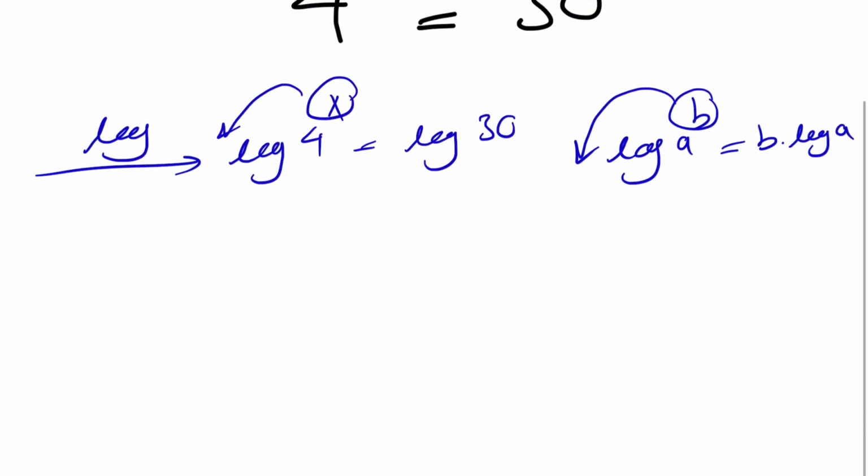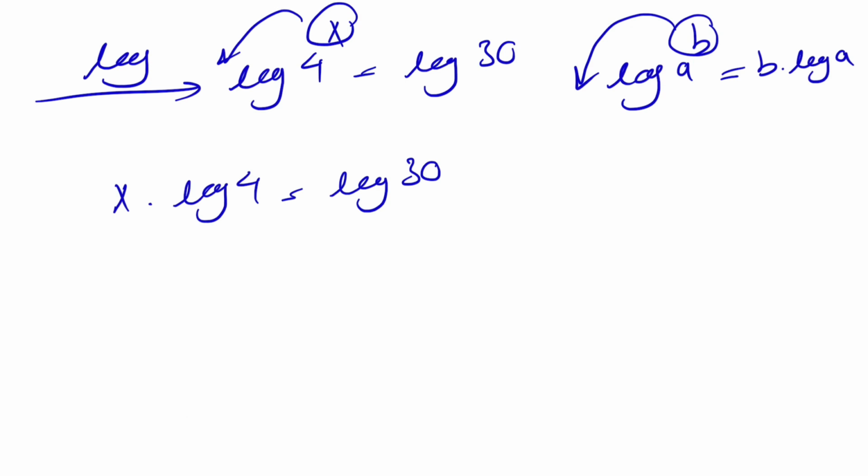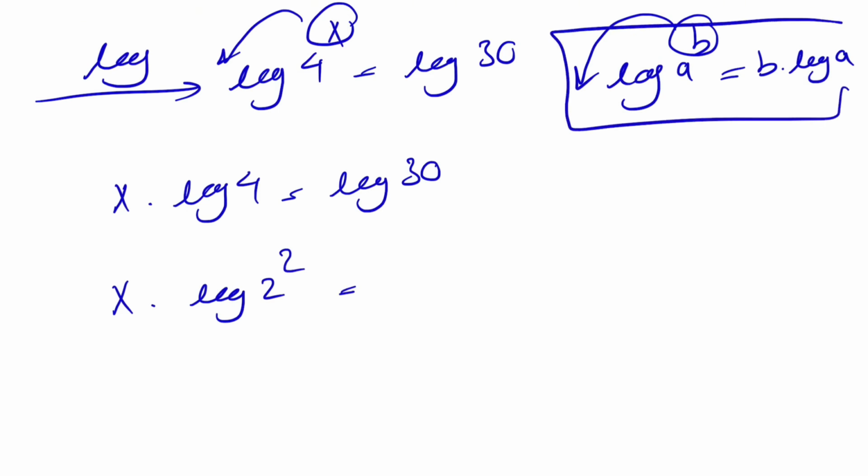We have the x in front of the log of 4, and on the right side we have log of 30. So let's simplify this a little bit more. We have our log of 4 in here, so x times log of 4 would be log of 2 squared. Same scenario as what we discussed before, the 2 can go in front. And for the log of 30, we know 30 is 5 times 6, and 6 is 2 times 3.